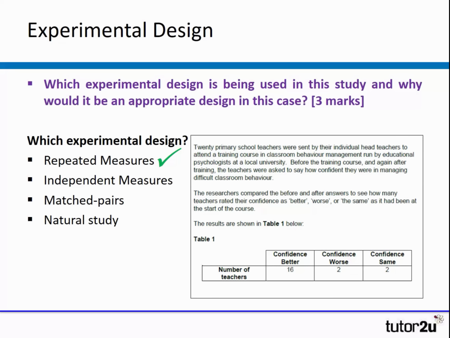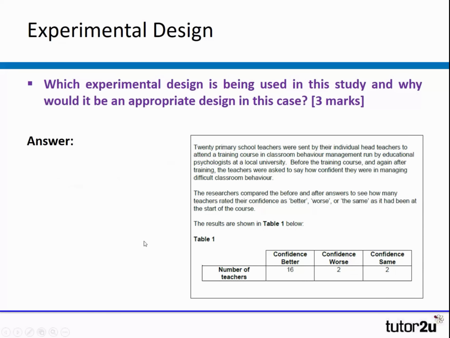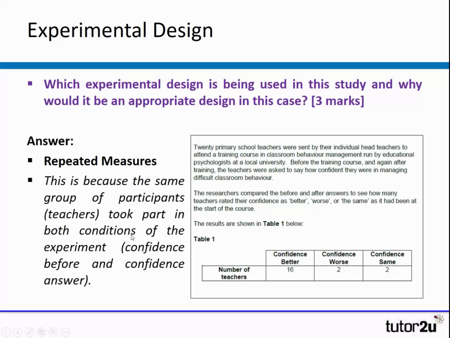So why is repeated measures appropriate in this particular case? Now, what many students do here is they just give a strength of repeated measures. Let me give you an example. So they would say repeated measures for 1 mark, and then they'd say, this is really good, but because the same group of participants took part in both conditions, a condition before and a condition afterwards. So they go on just to explain what repeated measures is.